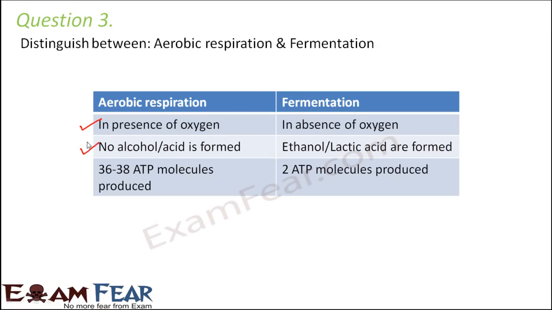In aerobic respiration, what is the product that is formed? The products are carbon dioxide, water and a lot of energy. No alcohol or acid is formed. But in fermentation, ethanol or lactic acid is formed. If it is alcohol fermentation, ethanol will be formed, and if it is lactic acid fermentation, then lactic acid will be formed. For the net yield of ATP, there is a huge difference. In aerobic respiration, almost 36 to 38 ATP molecules are produced, but in fermentation, only 2 ATP molecules are produced.